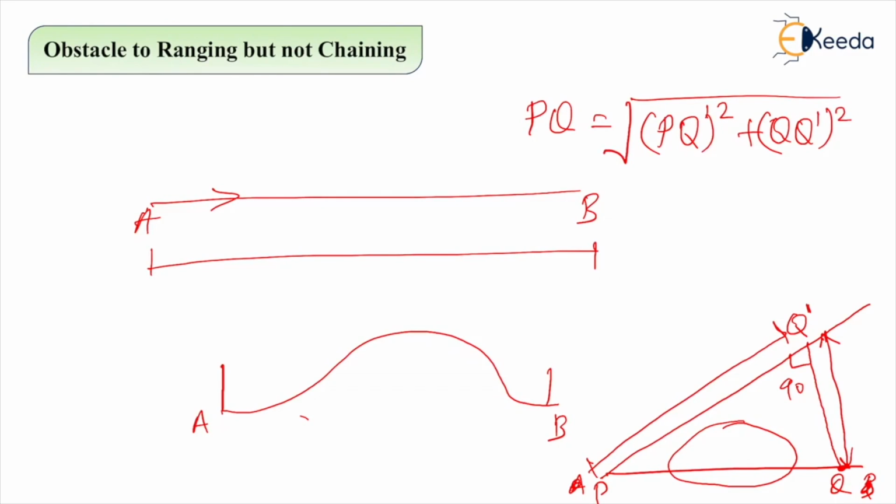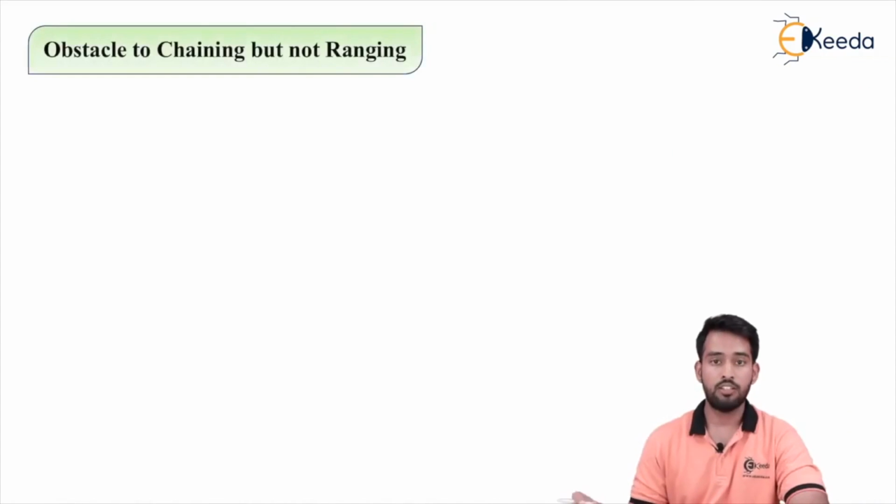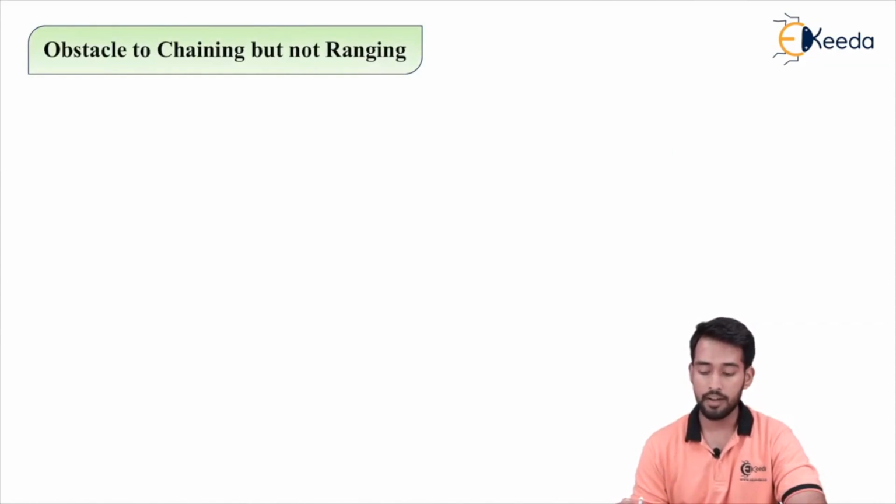What have we done? We have established two points P and Q which are actually on the ground, and we have to measure the distance, which is not possible directly. Then we establish a line drawn from P to Q dash, from where point Q is visible. We plot one perpendicular offset. Then we calculate PQ dash and QQ dash, and by using a simple formula we find the distance PQ. Moving on to the next case, where the obstacle is to chaining but not ranging.